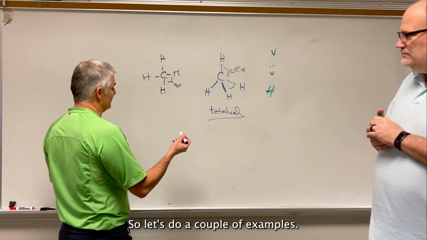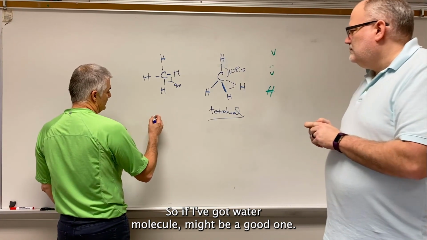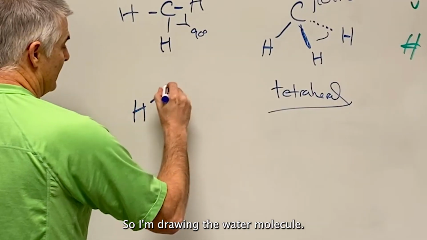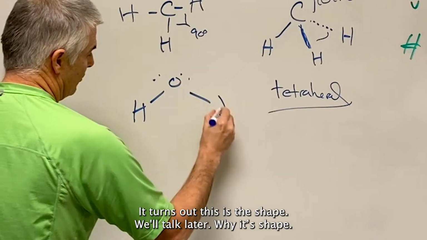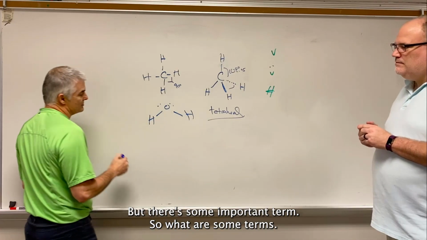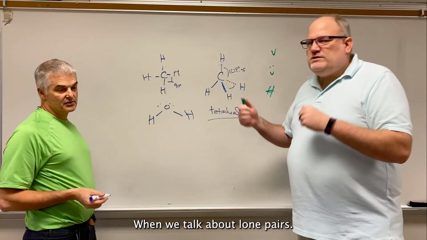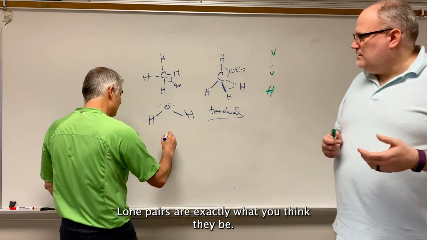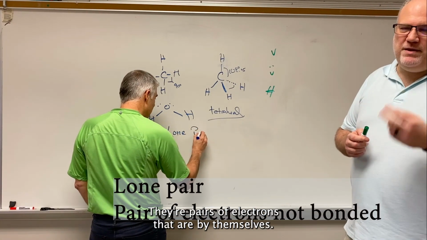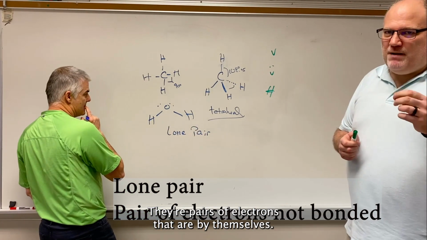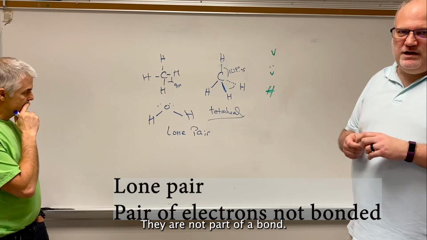So let's do a couple of examples. If I've got a water molecule, that might be a good one. If I'm drawing the water molecule, it turns out this is the shape. We'll talk later about why it's that shape. But there are some important terms. What's the first? Why don't we talk about lone pairs? Lone pairs are exactly what you think they'd be. They are pairs of electrons that are by themselves. They are not part of a bond.